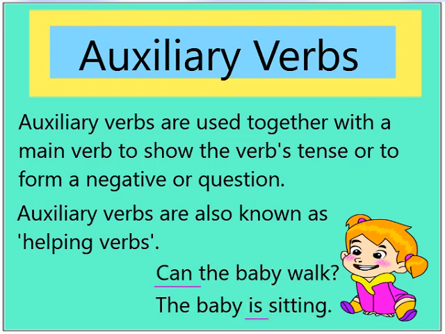For example, can the baby walk? Here walk is the main verb and can, the auxiliary verb, helps us to form the question. The baby is sitting. Here sitting is the main verb and is tells us that the sentence is in the present tense.